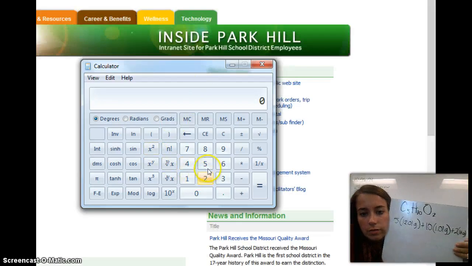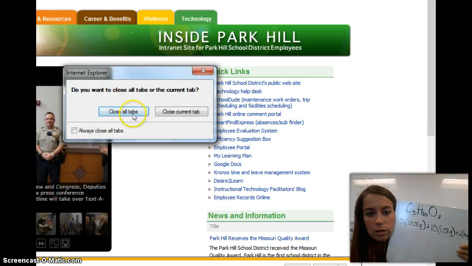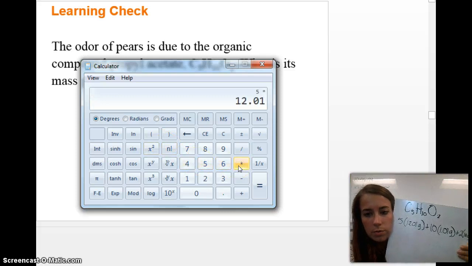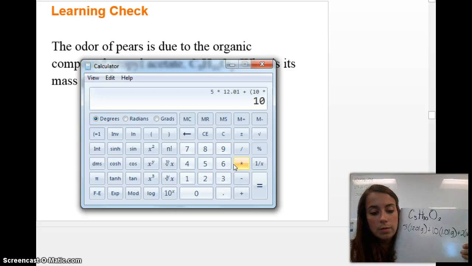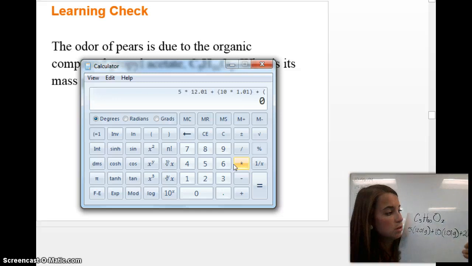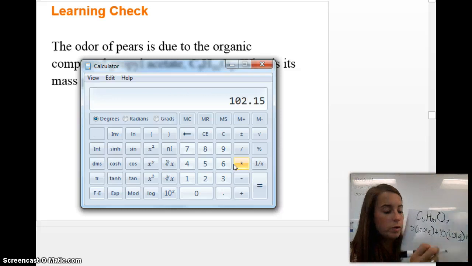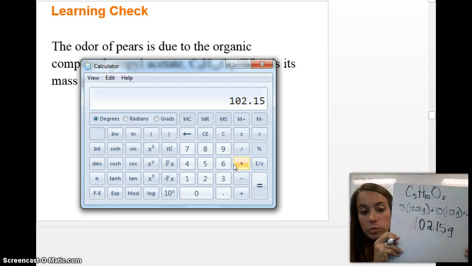Okay. All right. So 5 times 12.01 plus 10 times 1.01 plus 2 times 16. You get 102.15. So the molar mass of this compound is 102.15 grams.